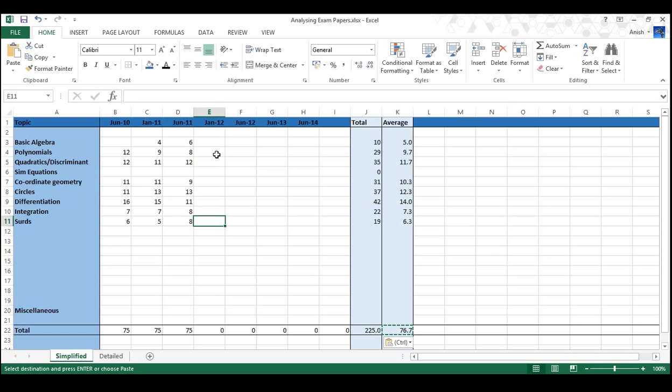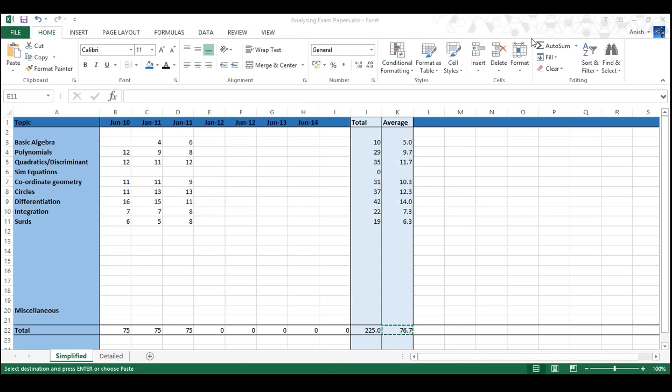Right, does anyone have any questions on that so far? That's the simplified version. If you have any questions on the simplified version, please let me know. Right, that's fine, that's good.